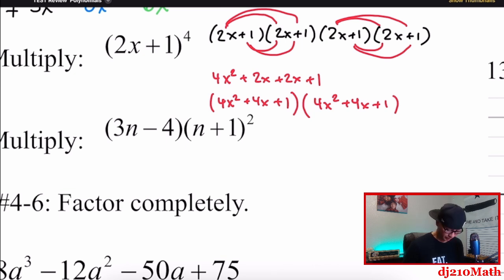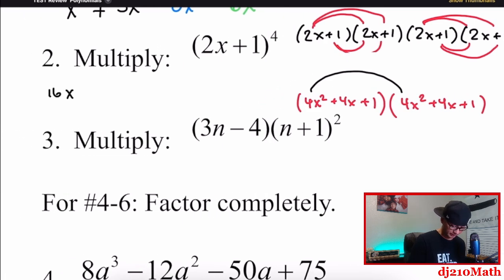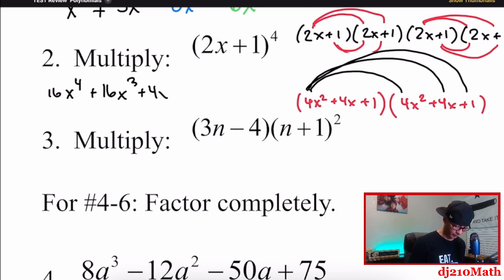And now we do one last FOIL. Actually, this wouldn't be FOIL. This is triple distribution, basically. So that means 4x squared times 4x squared is going to be 16x to the fourth, right? Because when you multiply common bases, you add the exponents. This is going to be 16x cubed. Then 4x squared. Okay, now the middle term has to get distributed to everything.